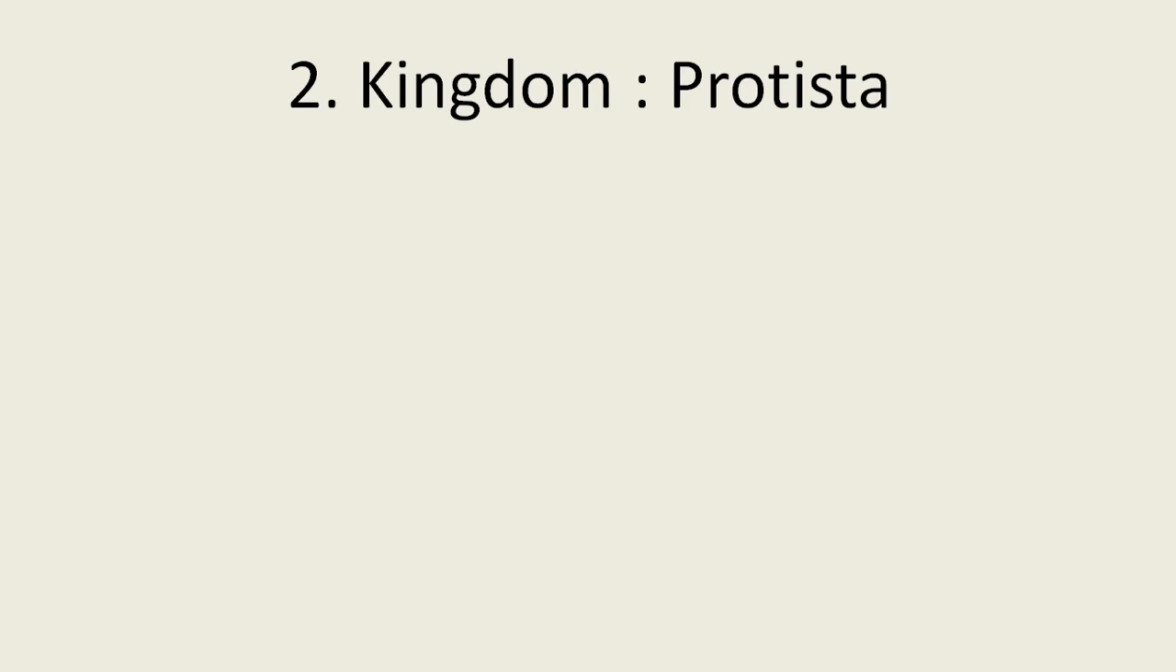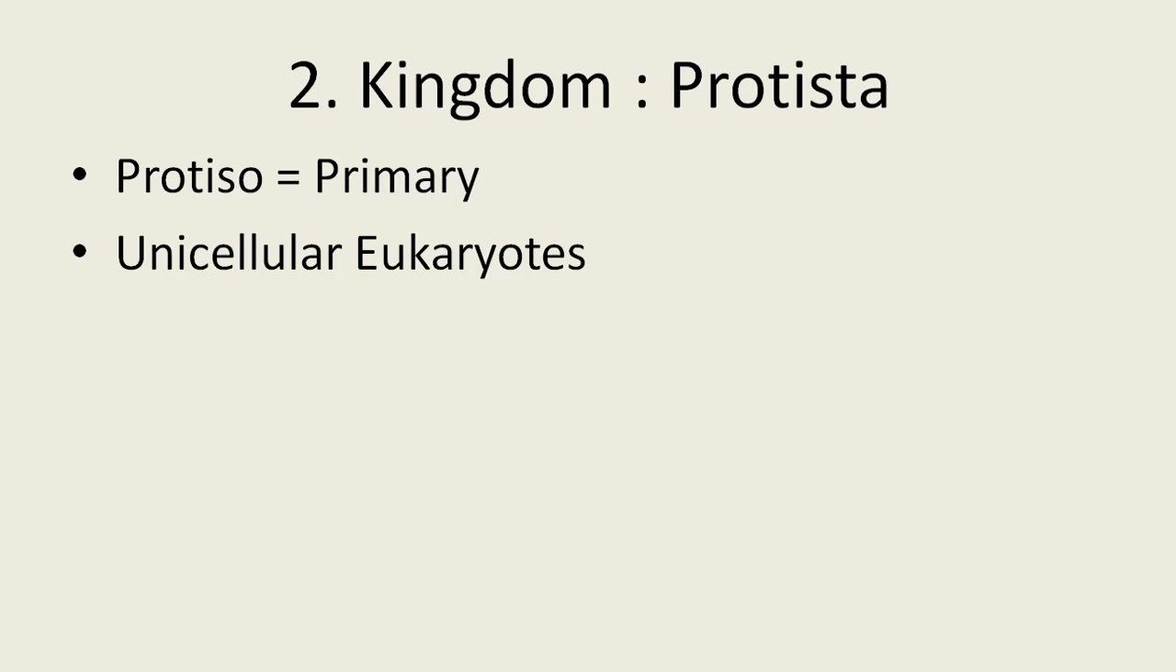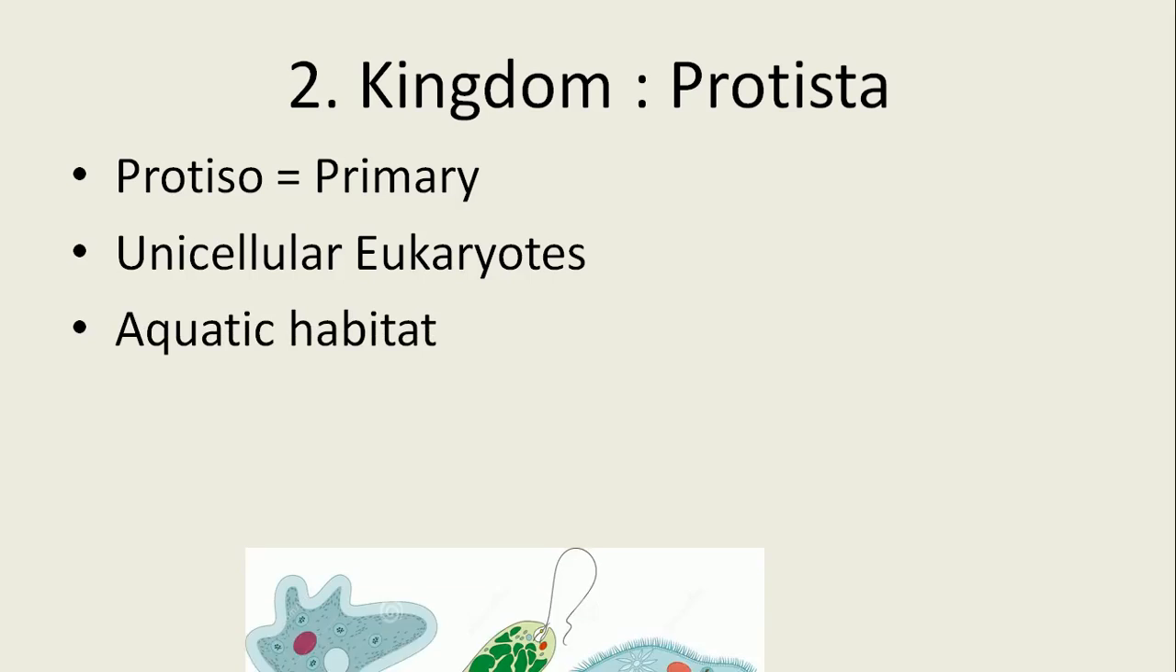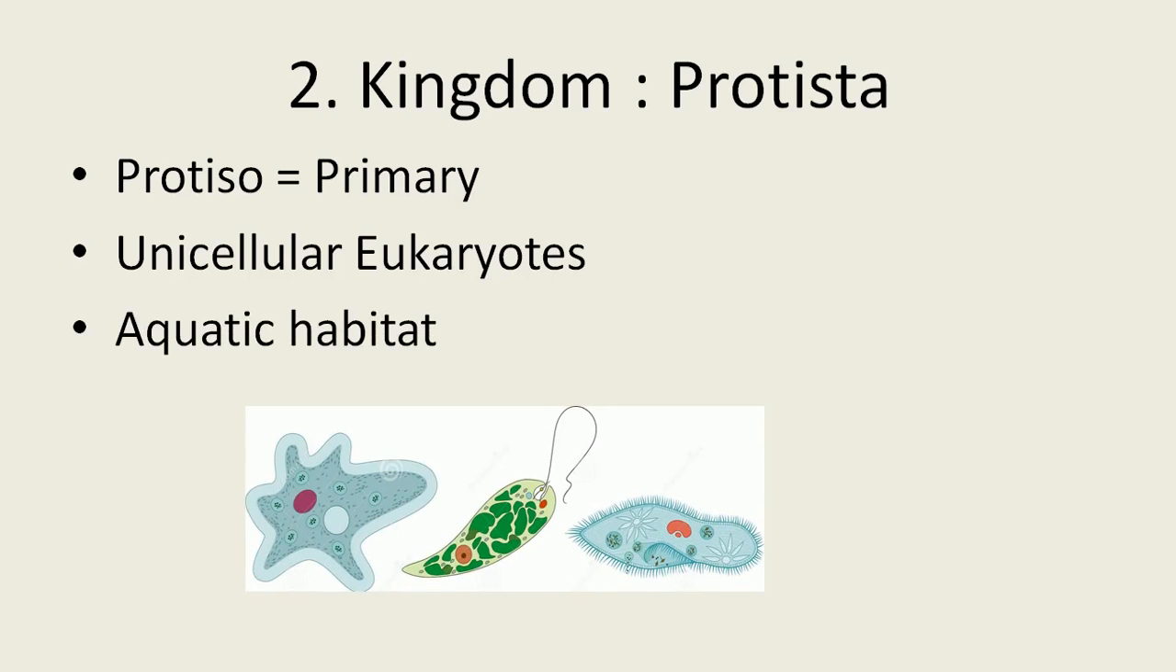Next group, or next kingdom, kingdom Protista. The kingdom Protista means the very primary eukaryotic life. These are the Protista, or primary lives. They are unicellular eukaryotic organisms. Most of the Protista are aquatic in life. In the pictures you have observed amoeba, euglena, paramecium, opalina, plasmodium, and trypanosoma; all these organisms are protistans. Then diatoms also belong to the kingdom Protista.